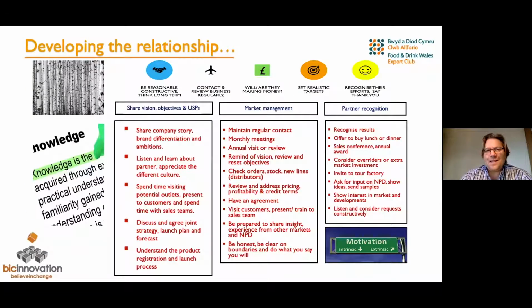And this is key: with all customers, it's all about developing relationships. So really from early on, it's all about you sharing your vision and your objectives and what makes you unique, and also for them to be able to buy into that. But as the journey goes on, once you've appointed them, you want to maintain regular contact. You need to think about how often you're going to have contact with them. Is it weekly? Remind them of what the vision is and what you've agreed together. Check the orders, check stock. Check whether new lines are going into target customers on time. Do review the pricing, because pricing won't stay the same.